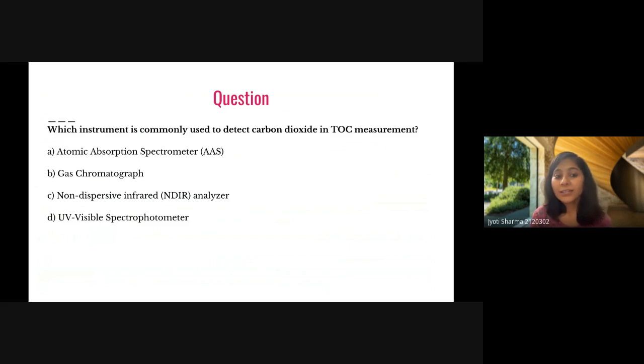Okay, the other one is TOC. What is TOC? Total organic carbon. If you want to measure TOC in water, then which instrument is commonly used to detect carbon dioxide in TOC measurement? And you have four options here: AAS, gas chromatograph, NDIR, and UV visible spectrophotometer.